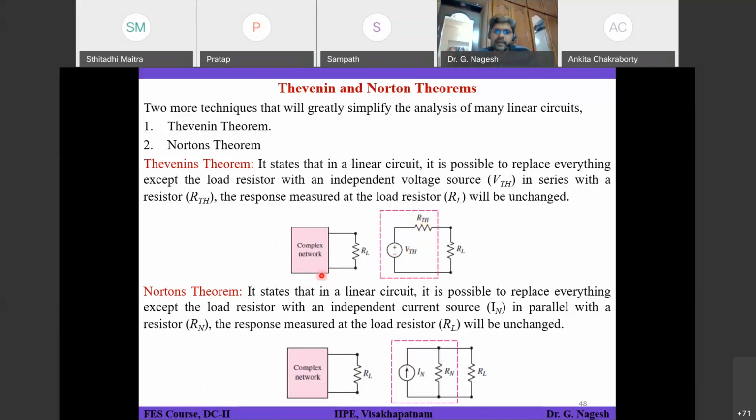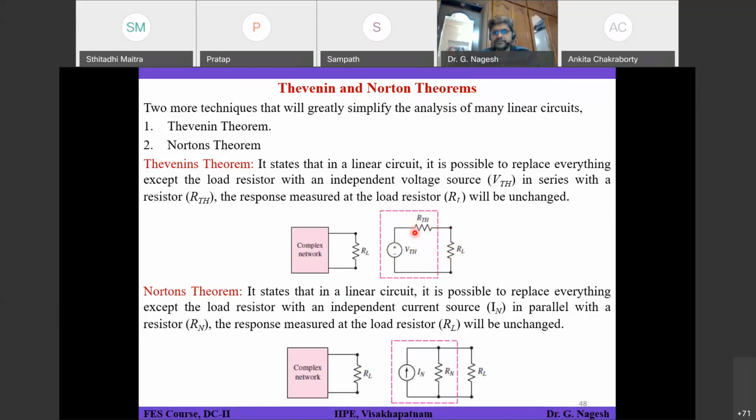So we have the complex network converted into a Thevenin equivalent voltage VTH and a Thevenin equivalent resistance RTH. Okay, so we can represent it in this fashion. Then we will have the load resistance as it is in your network. So you can straight away calculate the current flowing and the voltage across the load resistor. This is called the Thevenin equivalent voltage, and this is called the Thevenin equivalent resistance.